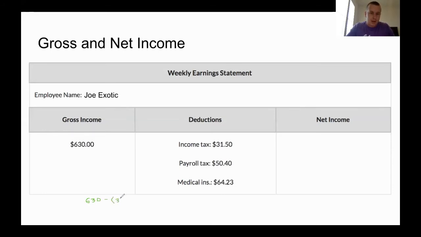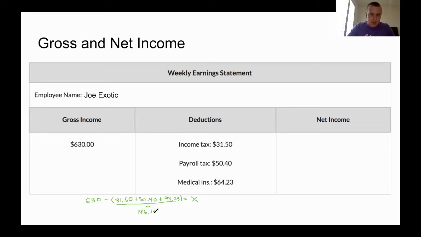So we're going to add $31.50, $50.40, then I'm going to add $64.23. Okay, so that is going to be my equation. I'm going to add all of these deductions up first, and then subtract that from my total. I know you guys would love to see me sit down and actually add all these things together, but I got a total of $146.13.